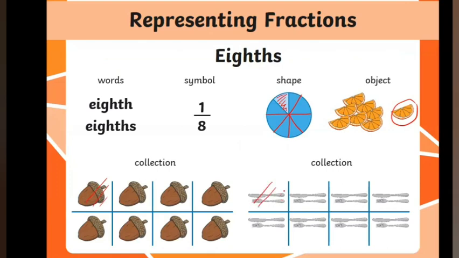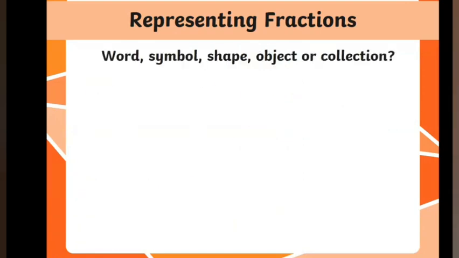Here there are 16 objects. That means there are pairs, no? 8 pairs are there. Then 1 pair out of these 8 can be considered as 1 out of 8. That means an eighth. We call it an eighth. Okay.